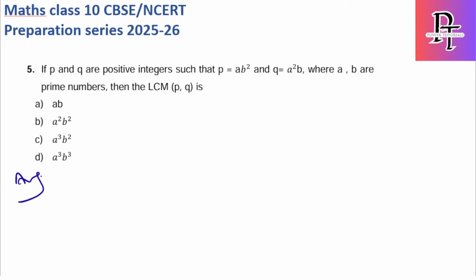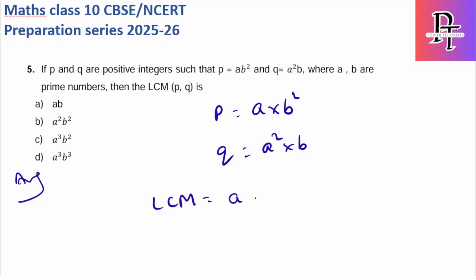If P and Q are positive integers such that P is equal to A into B square, whereas Q is equal to A square into B, where A and B are prime numbers, find the LCM. So the LCM logic is we have to multiply prime factors with their highest powers. Here the prime numbers are A and B. What are the highest powers of A? Highest power of A is 2 and highest power of B is 2. So the LCM is A square B square.